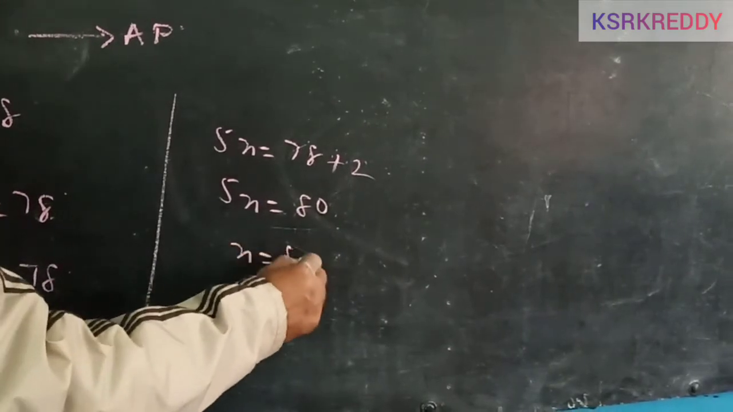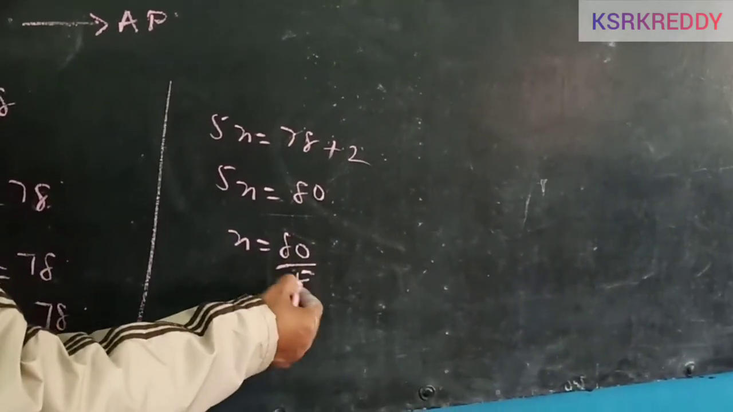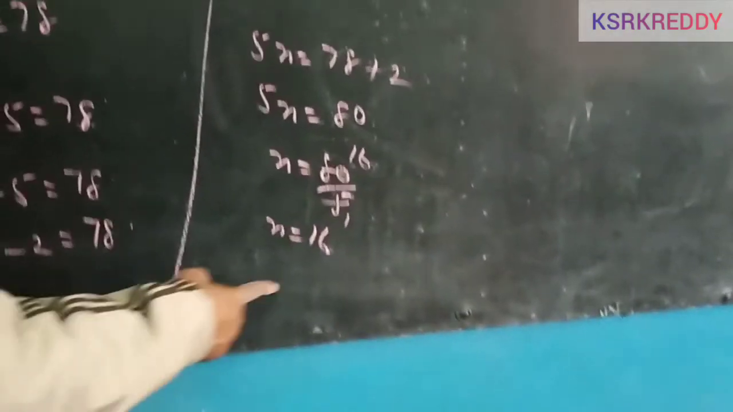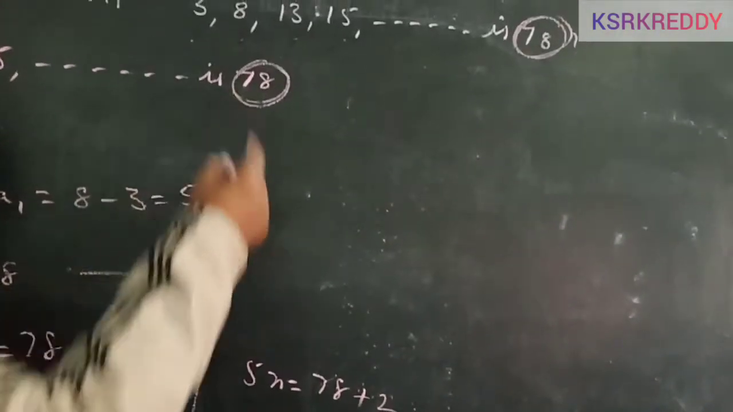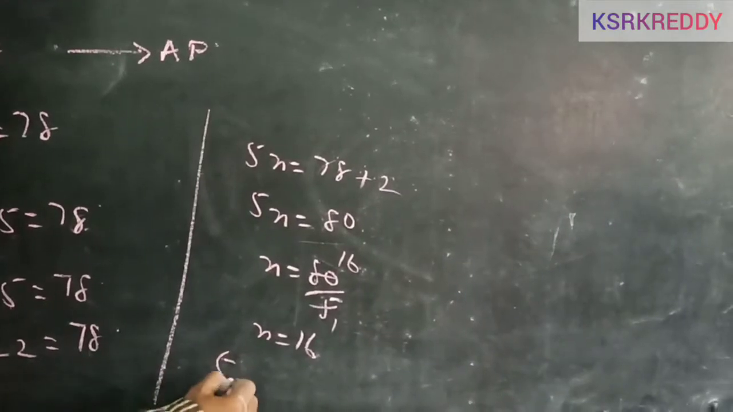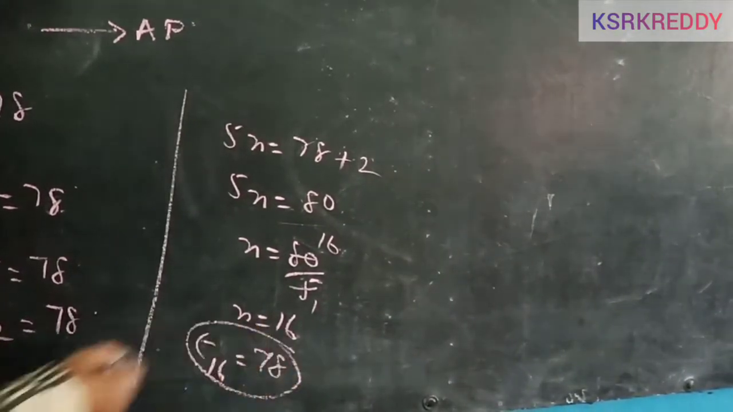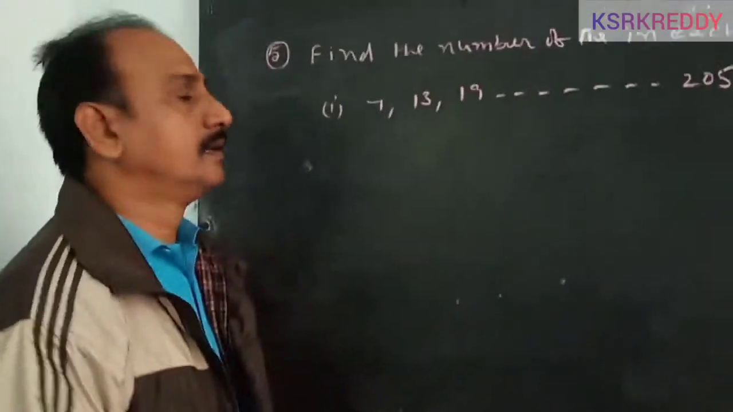n is equal to 80 by 5. 5 ones are 5, 5 sixteens are 80. So n is equal to 16. The 16th term is 78. So T16 is equal to 78.